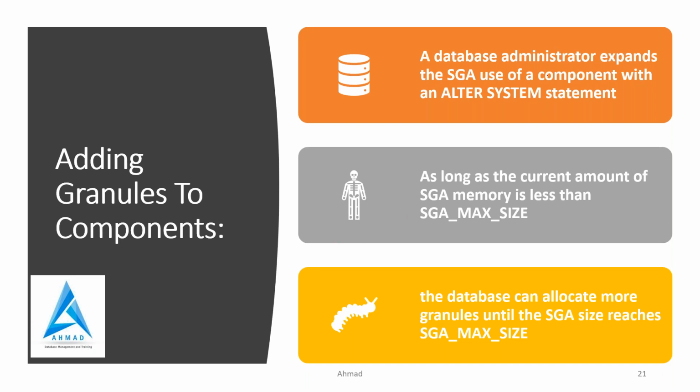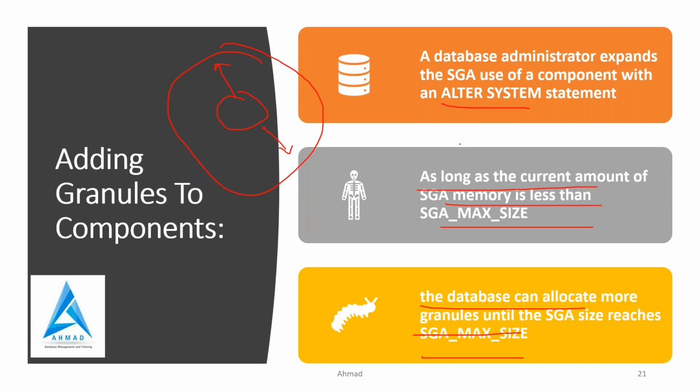Another important thing is that as a DBA, you can manage by the alter system command, as long as the current SGA is less than SGA max size, so the database can allocate more granules until the size reaches SGA max size. So your SGA max size and SGA target work together, but SGA target is the upper boundary of your SGA. So your SGA target value will increase up to your SGA max size. So be careful for that.